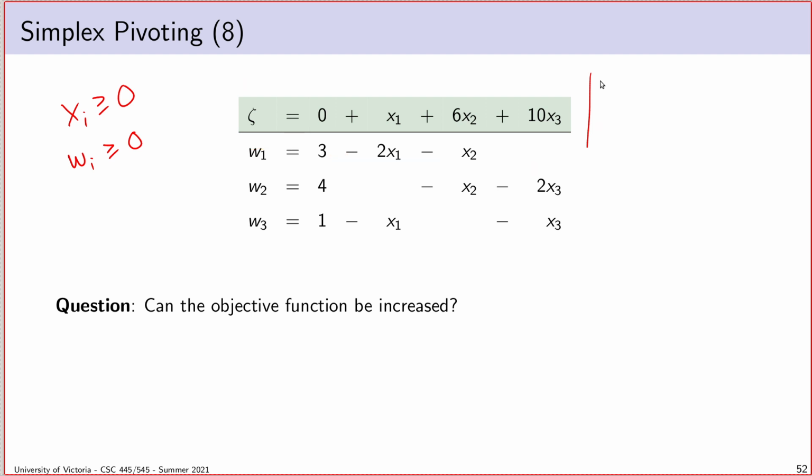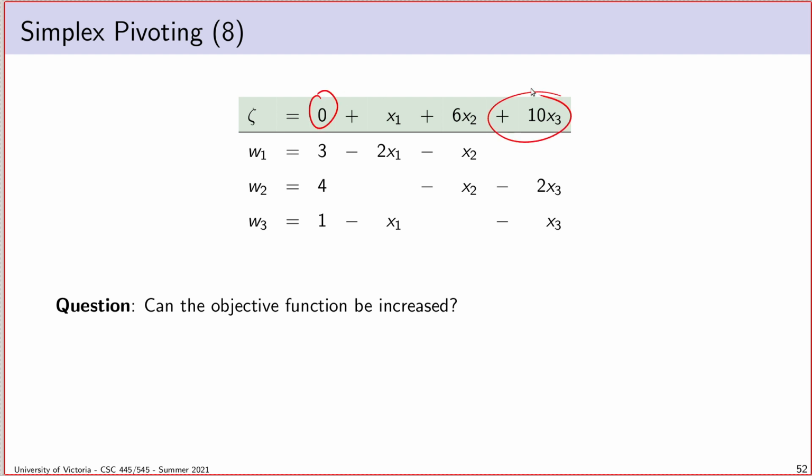Well, I think I could just increase 10 times x3. So the objective function is 0 plus 10 times x3, or plus x1, or plus 6 times x2. x3 is currently set to 0 because it's a non-basic variable. We have a convention, all non-basic variables must be 0. On the other hand, if I had the ability to give x3 a larger positive value, then the objective function would have a larger value, right? Because the objective function is 0 plus 10x3.